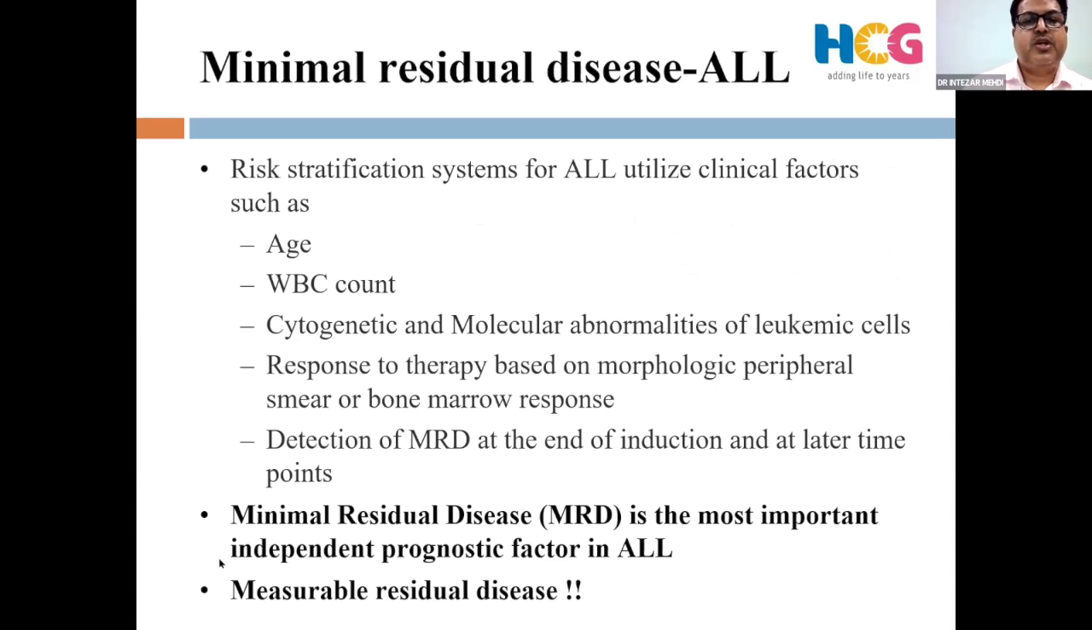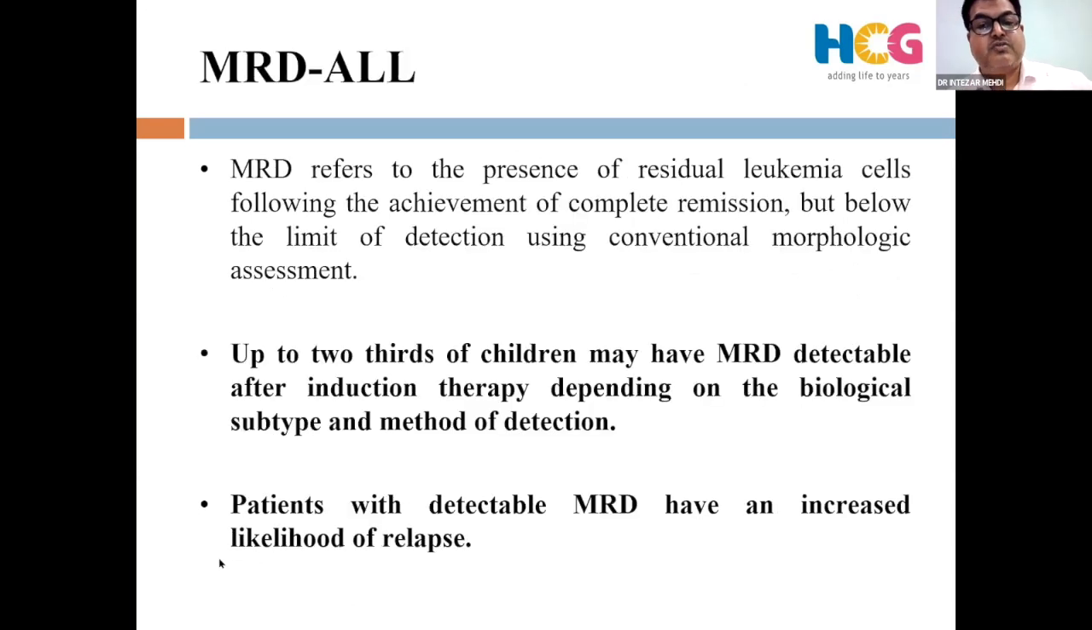In addition to age, WBC count, cytogenetic response, response to therapy, and detection of MRD at the end of induction, MRD is now the most important independent prognostic marker in ALL. And we all know that there is nothing called minimal residual disease. We are able to detect something, which means it is measurable residual disease. What we were not able to detect in the past, we are able to detect now with the newer technologies.